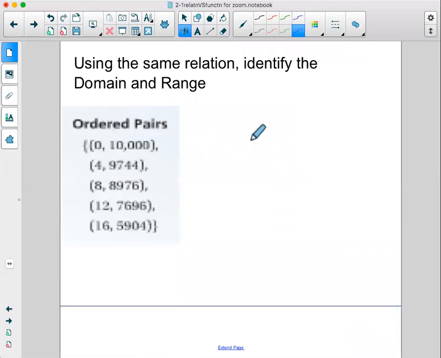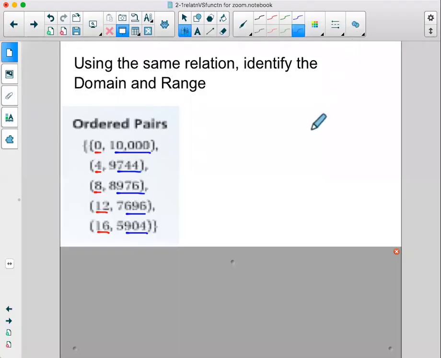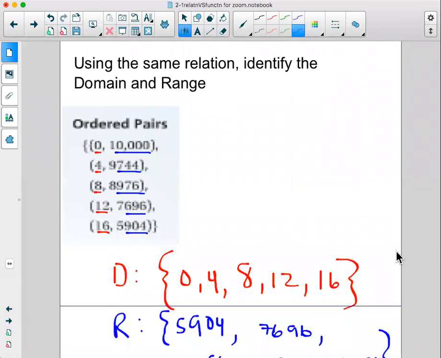Now, take a minute, pause the video, and write the set of the domain and the set of the members of the range. So the domain is the set of input values, the range is the set of output values.